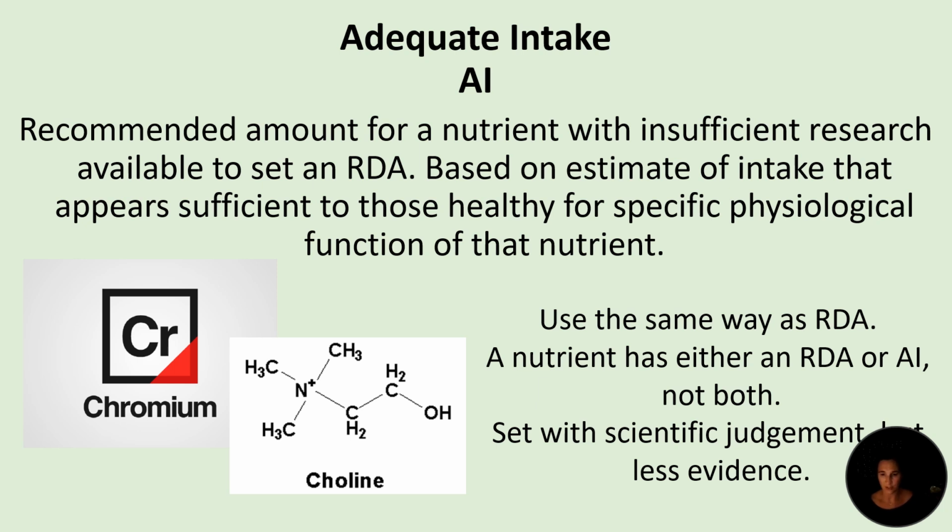So it's used in the same way as an RDA. It's just that we don't have as much data on that particular nutrient, and so we have to set an AI, adequate intake. So a nutrient either has an RDA or an AI, but not both. If there's enough research to really know a whole lot about that nutrient, we set an RDA. If there's not quite enough, this is still based on science, but it's based on the available research that we have, then an AI is set for this nutrient.